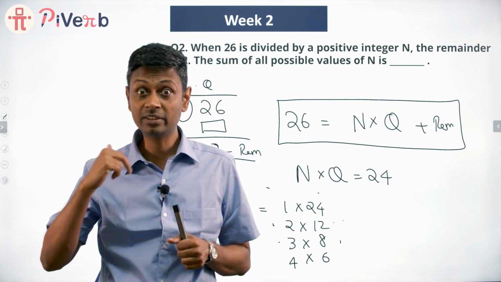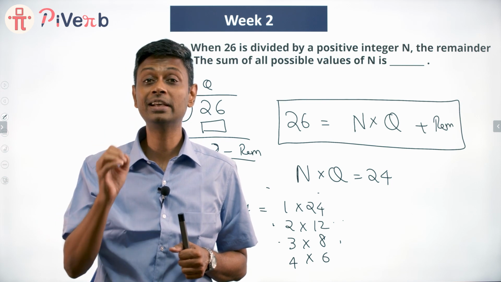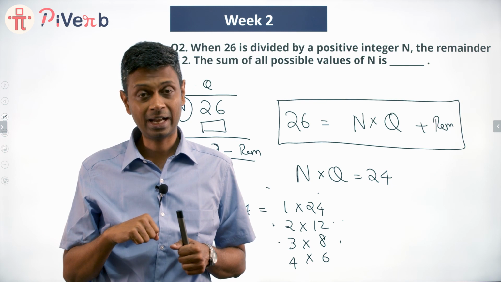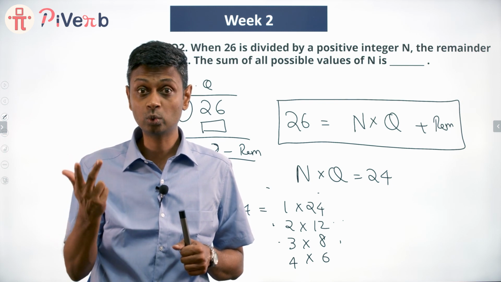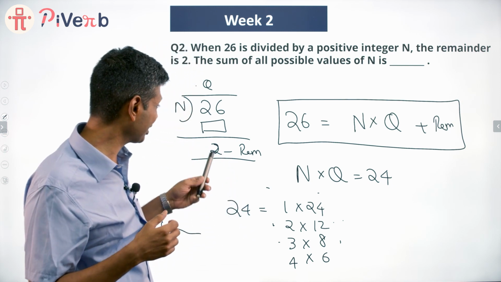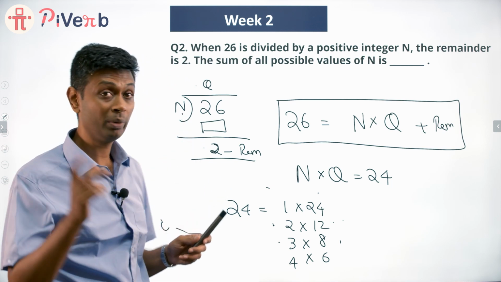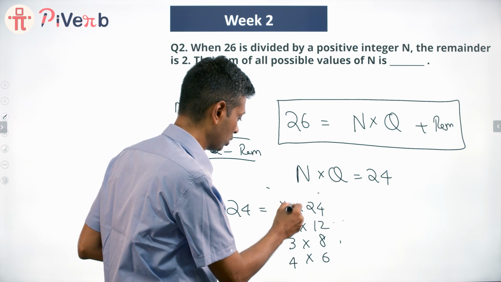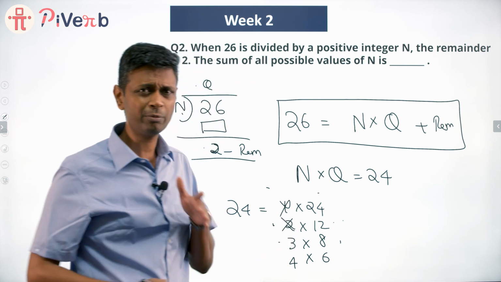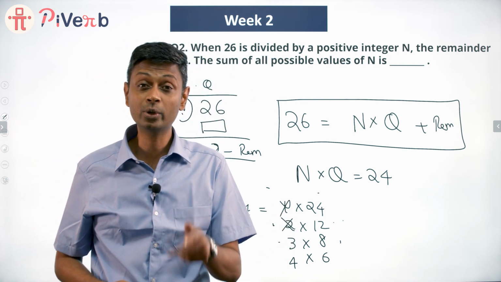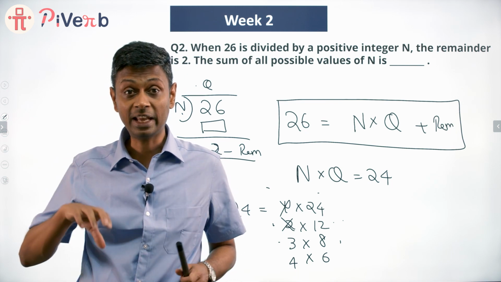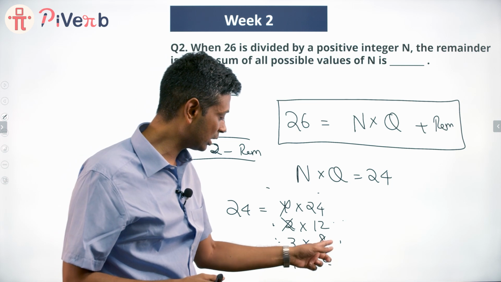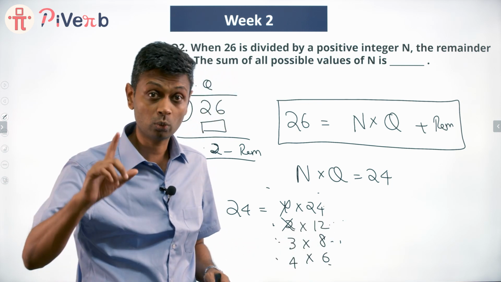That means my divisor n should be strictly greater than 2. I divide by 2, I can get only 0 and 1 as remainders. I divide by 3, I can get only 0, 1, 2 as remainders. Whatever the remainder is, my number n should be greater than that. Or n can be any of these, but it cannot be this, it cannot be this. It cannot be 1 or 2. You divide by n and you get a remainder of 2. That means n is more than 2. That means n can take 3, 4, 6, 8, 12, 24, but not 1 and 2.